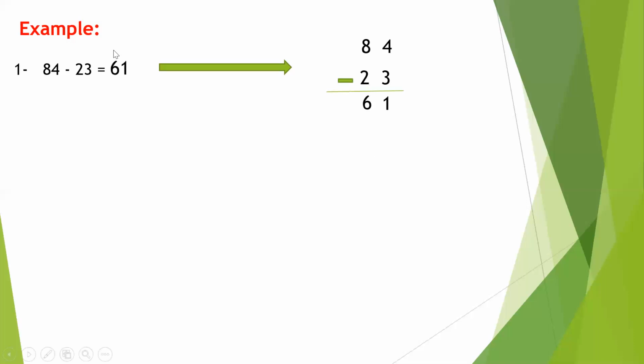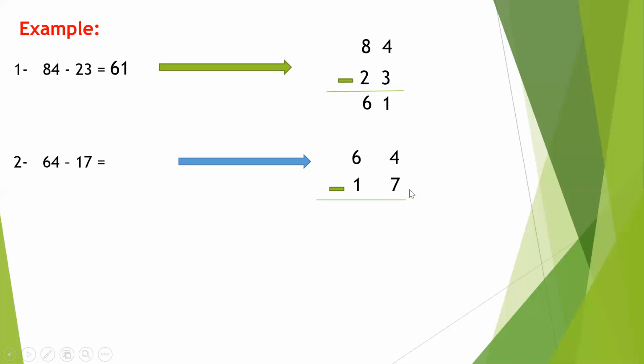I will write the final answer here. Now let's see another exercise. Okay? 64 minus 17. First, you have to order the numbers under each other like this, and then you have to start the subtraction. Okay? First, 4 minus 7. This is very important here.